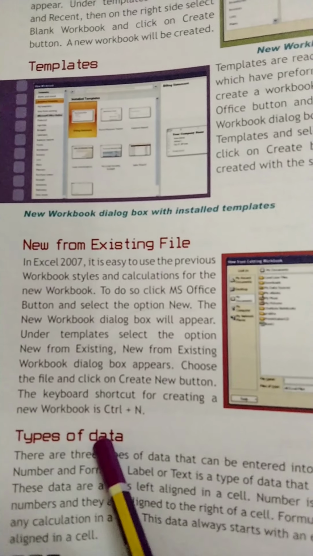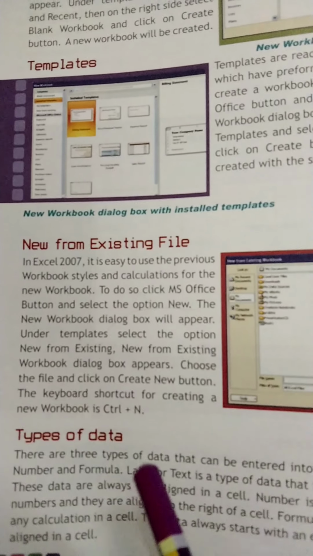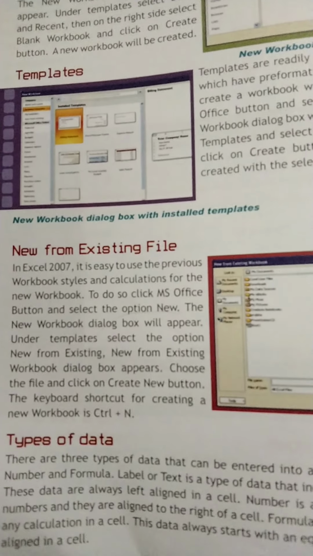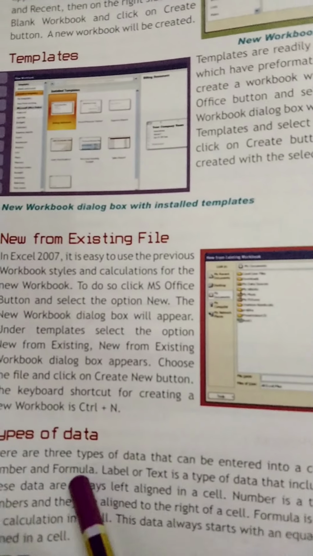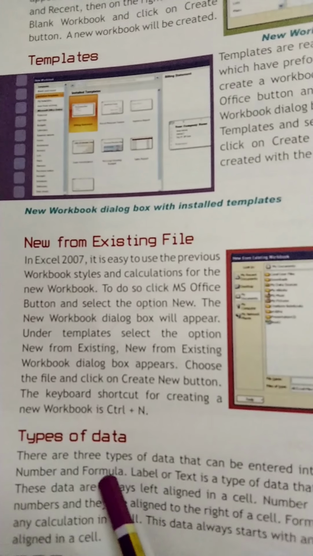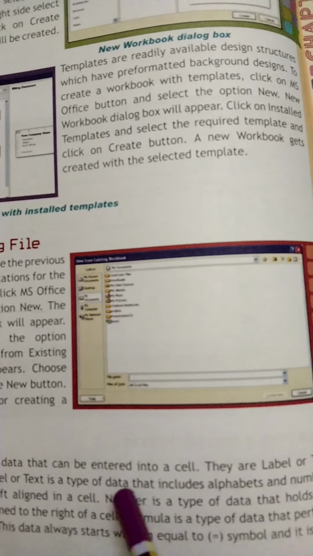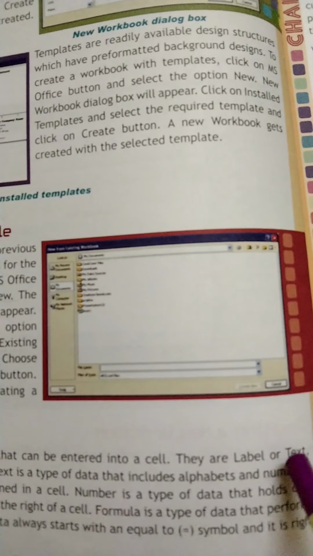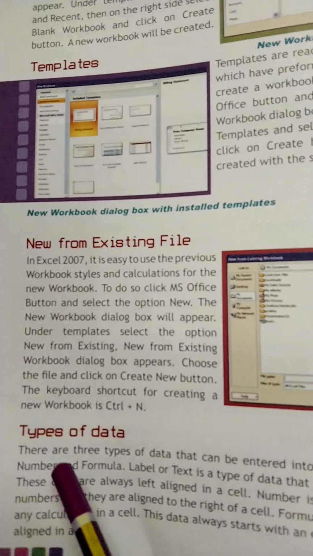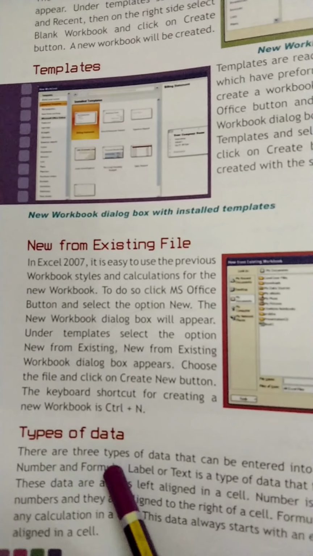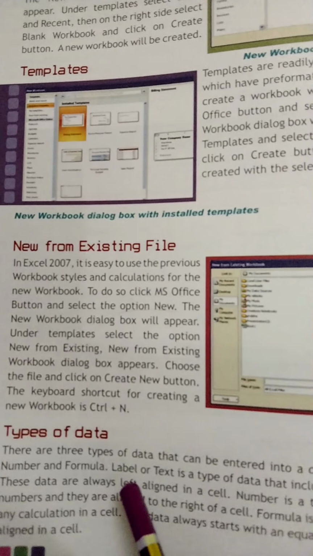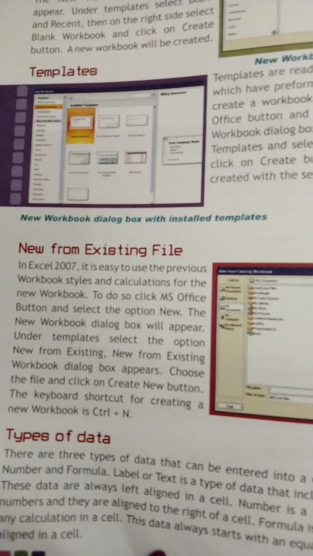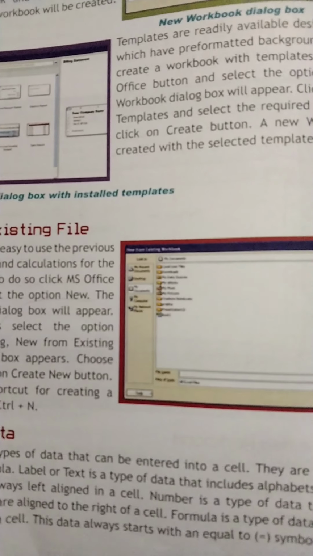The next topic is types of data. In Excel, there are three types of data available. The first one is label or text, the next one is number, and the last is formula. Label or text includes alphabets and numbers. In numbers, we can enter only numbers. A formula is used to do any calculation, and it starts with the equal to symbol.